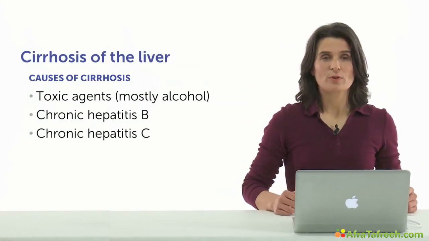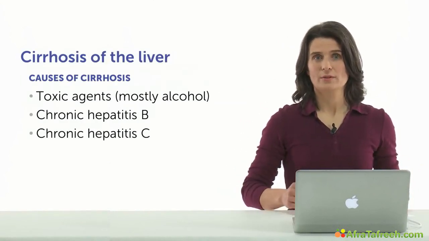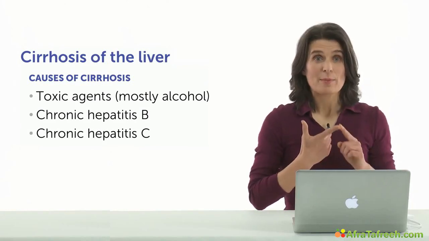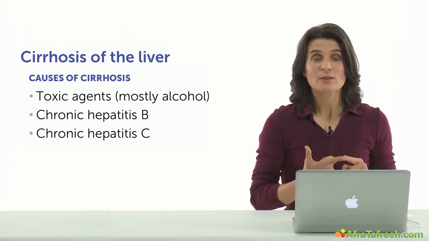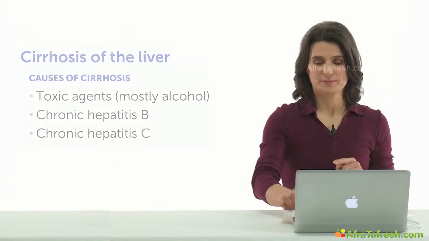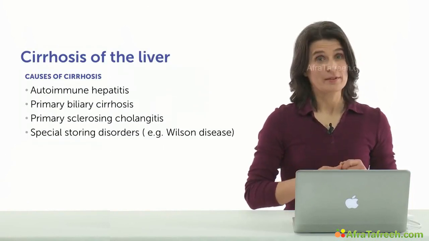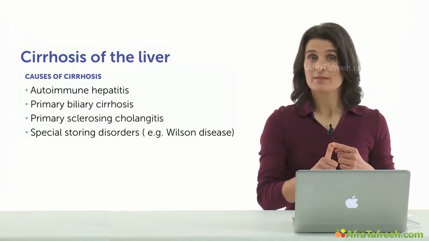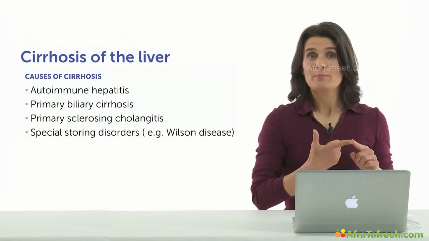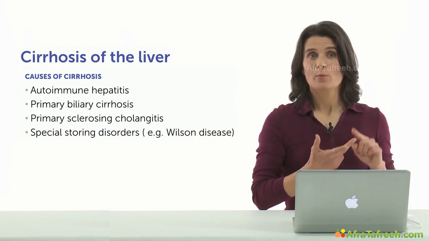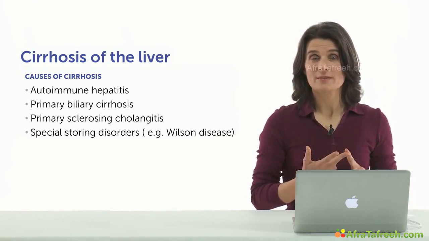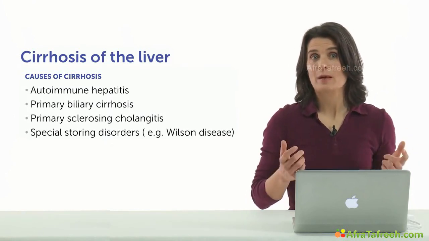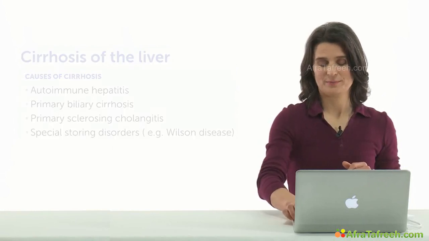The most common causes of cirrhosis are toxic agents, mostly alcohol, chronic hepatitis B, and chronic hepatitis C. Other, more rare reasons can be autoimmune hepatitis, primary biliary cirrhosis, primary sclerosing cholangitis, and also some special storing disorders, for example, Wilson's disease.